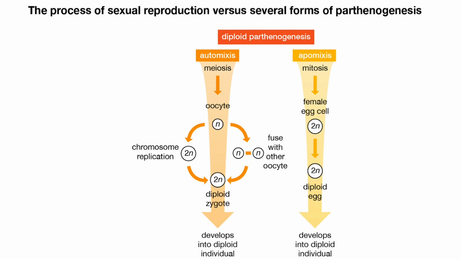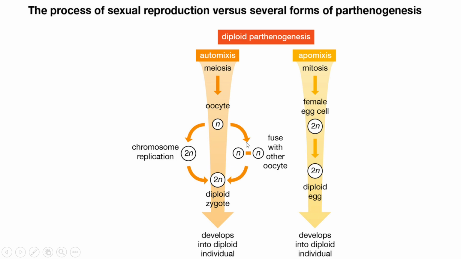In diploid parthenogenesis, one example is automixis, wherein a cell undergoing meiosis will produce an oocyte, which is haploid, which then undergoes chromosomal replication. So the number of chromosomes in the oocyte itself will duplicate, producing a diploid zygote, which then develops into a diploid individual. So that is what we call diploid parthenogenesis, because the oocyte, which is haploid, became diploid, in this case by chromosome replication.